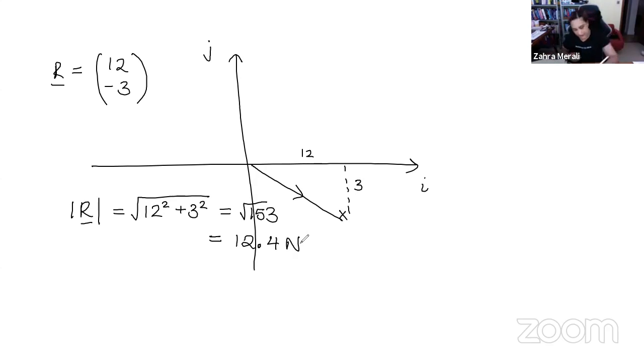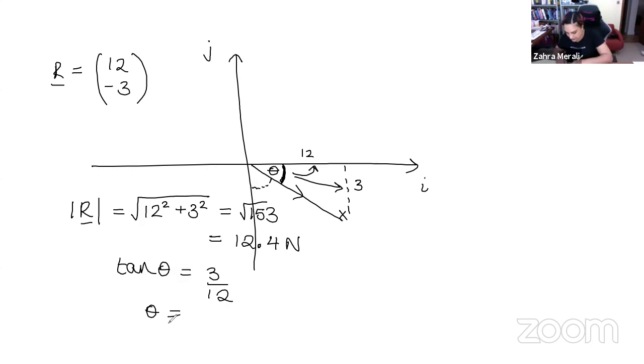But that doesn't represent the whole force. We also want to find out the angle. And the question actually asks for the angle that it makes with j, okay? So it's looking for this angle, but the angle that's easy to find is this, because we've got the opposite and we've got the adjacent. So we know that tan, let's call that theta, tan theta is 3 over 12. So theta is going to be inverse tan of 3/12, which gives you 14.03. So that's the angle that it makes with the horizontal axis.